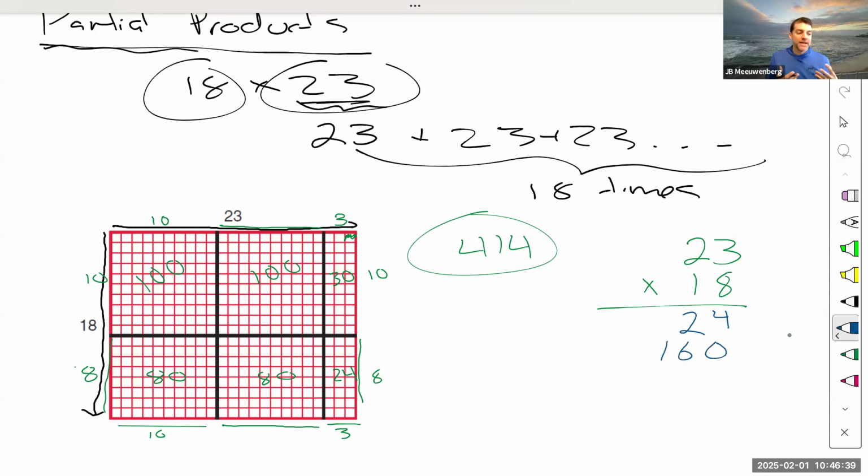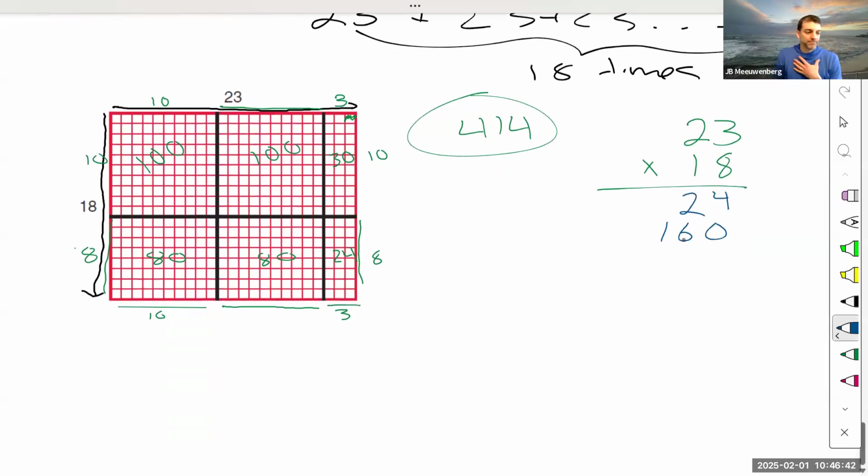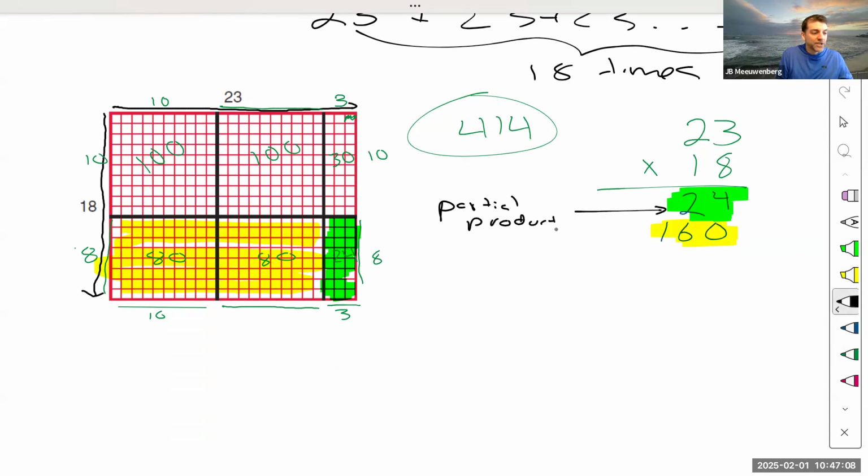Okay? So pause right there and notice something. 24 is represented with these blocks right there. And 160 is represented with all of these blocks right here. These are the first 2 partial products. Here's a partial product. Here's another one, right? We do multiplication and then we do multiplication again. 8 times 3 and 8 times 20. It's important we know that that 2 represents 20.